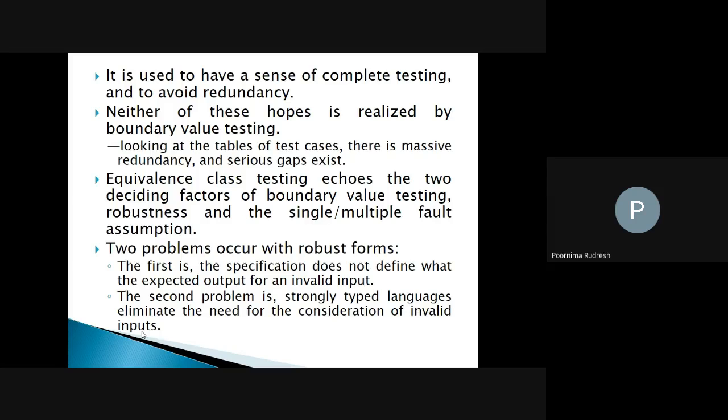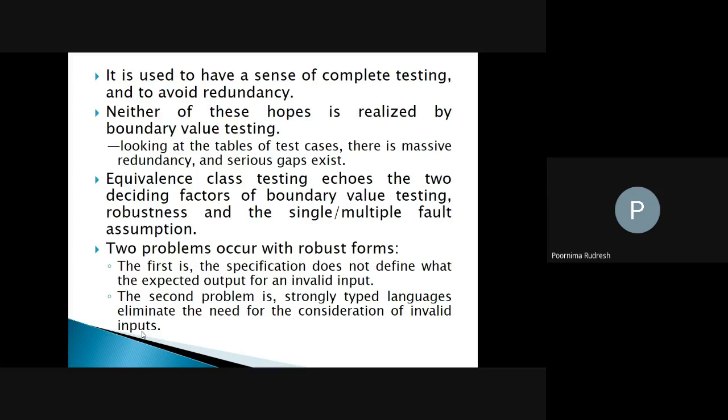But when we go for the robust forms, two problems arise. One is that the specification does not define the expected output for an invalid input. When we define the test cases, we define them for valid inputs and invalid inputs, right? When we give valid inputs, obviously we will have the expected output. But for invalid input test cases, it is very difficult to define the expected output.